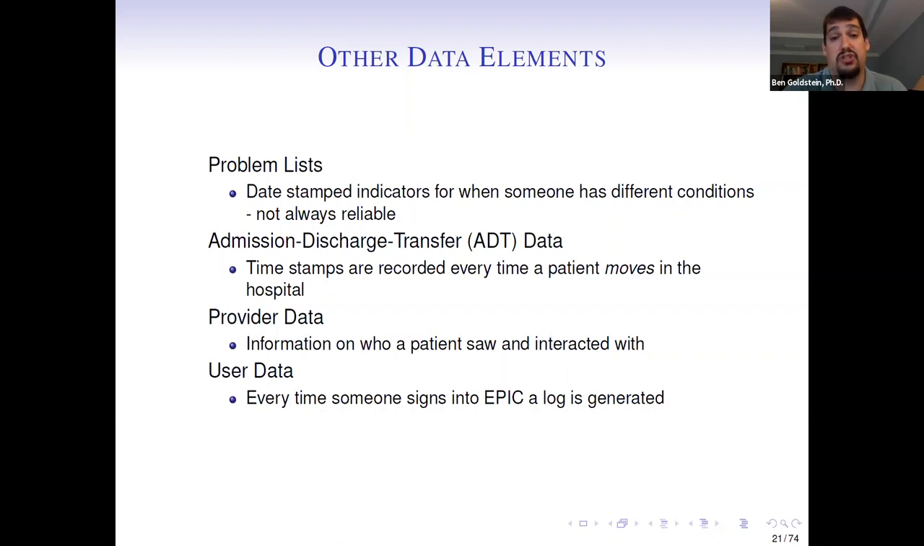We have provider data, information on who a patient saw and who they interacted with. There's user data. I worked with a resident on a neat project where every time someone signs into Epic, a log is generated. Her research question was, how much time are providers spending logged into Epic and charting? We did an interesting study looking at what times of day people are accessing the EHR system and doing charting, and how much time they're spending. These aren't fundamentally health questions, but if you're an operations researcher, you're thinking about things in different ways, and there's some really interesting data with which to work.